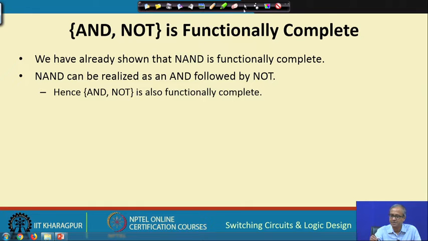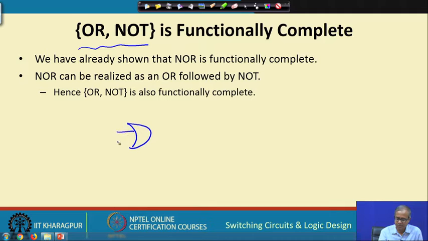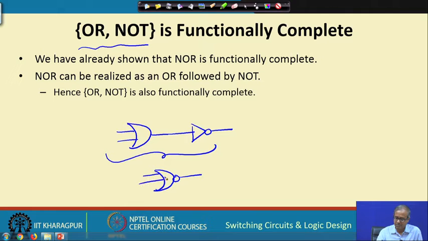Okay. So, in a similar way you can also say that OR and NOT is functionally complete, because you have an OR gate, you have a NOT gate, connect them together, you get a NOR gate. Now, NOR gate is functionally complete, this we have already proved. So, if I have only OR and NOT, we can build a NOR using that, which is known to be functionally complete. So, this will also be functionally complete.